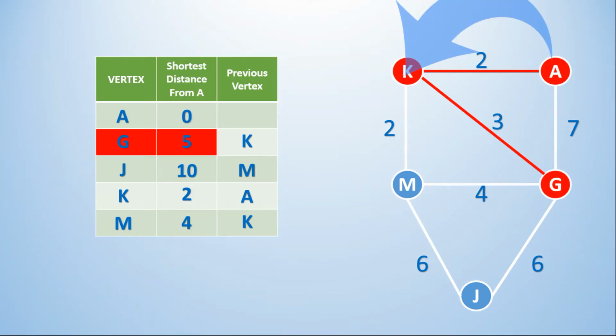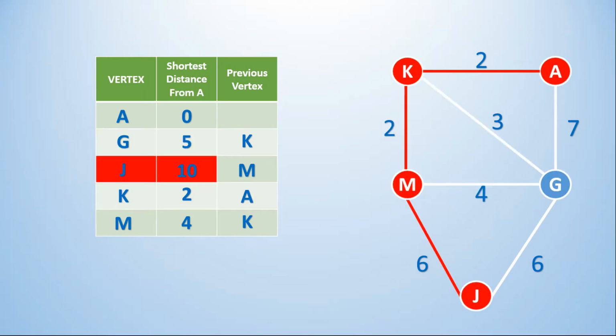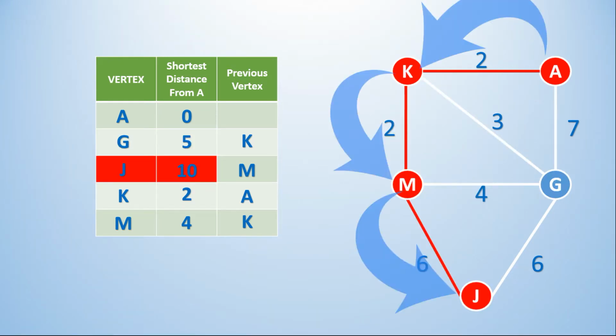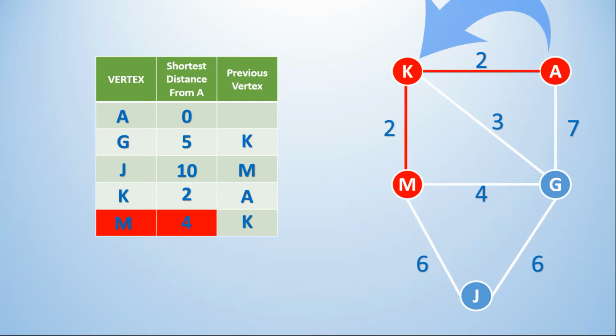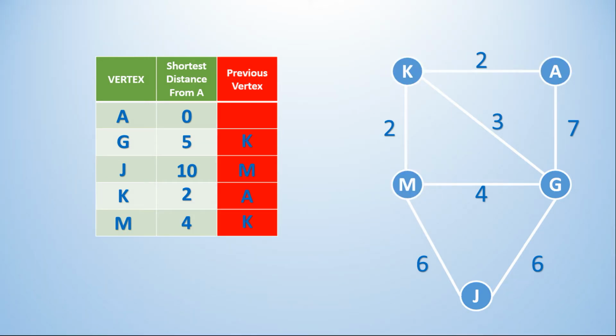The total shortest distance from A to G is 5. From A to J, it's 10. From A to K, it's 2. And from A to M, it's 4. We also have the shortest sequence from A to every other vertex, which tells us the shortest path.